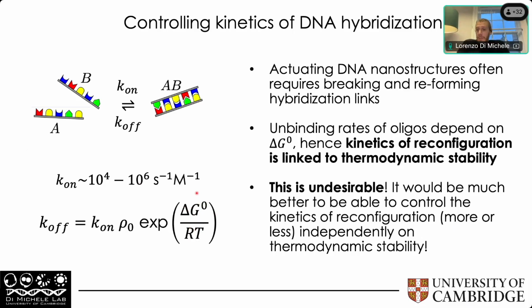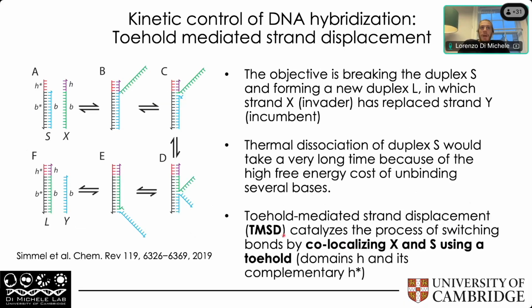So that's undesirable because what that means is that you have a completely unbreakable link between the thermodynamic stability of your DNA system and the kinetics. If you want something that is stable, then it's not going to fall apart, obviously. And if you want something that unbinds quite easily, then it's not going to be thermodynamically stable. So that's a bit of a problem. So how do we solve this problem?